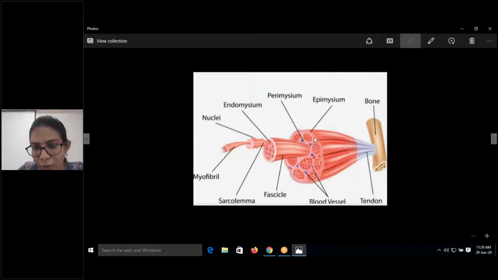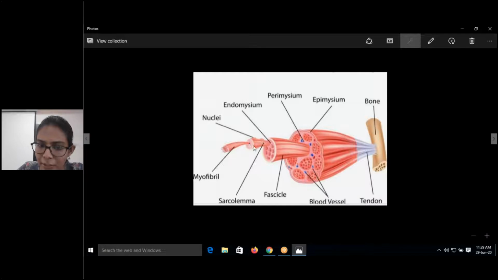epimysium. See, the outer layer of the entire muscle is epimysium. The muscle per se is divided into many fascicles. Each fascicle is surrounded by perimysium. And inside the fascicle, there are several myofibrils. See, this is the fascicle, and from inside there is a myofibril. And each myofibril is surrounded by endomysium. So you have three layers over the myofibril.